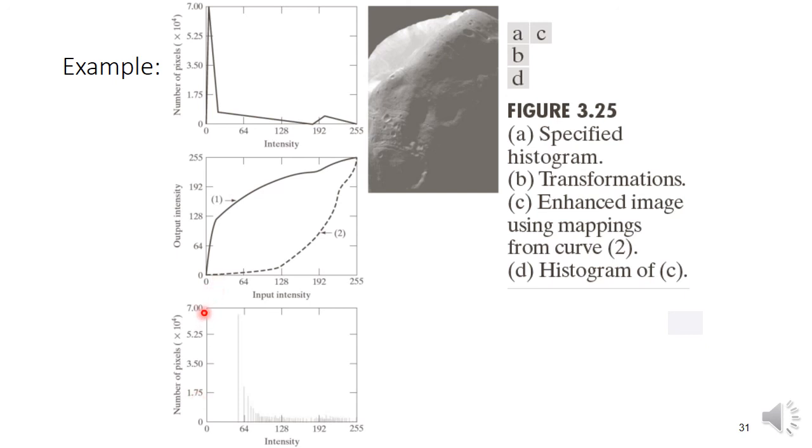So here this point denotes the number of pixels. We multiply it by 7, like 7 multiplied by 10,000 number of pixels are at this point. So as far as the histogram is concerned, you can see it is very much aligned.